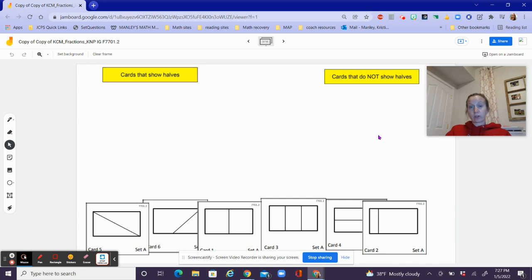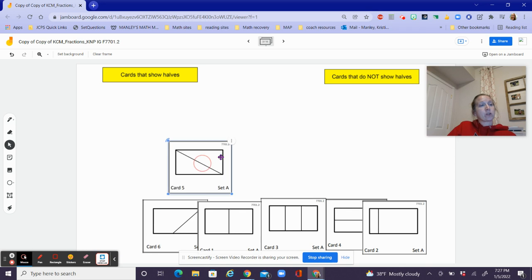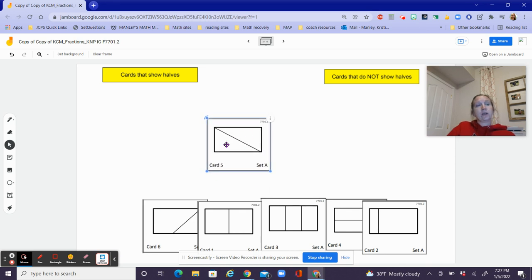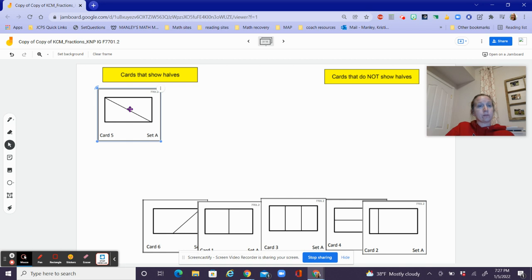So I'm just going to sort two cards to give you an idea of how to do this. I'm going to grab this first card here. And if I look, how many pieces? Okay, there's two. Well, that lets me know that these could be halves, right? Because that's the first part. To be a half, there has to be two pieces. So check on that. The other part is, are they the same size? Did I divide this rectangle equally? Are they fair? And the answer is yeah. So that would go over here.